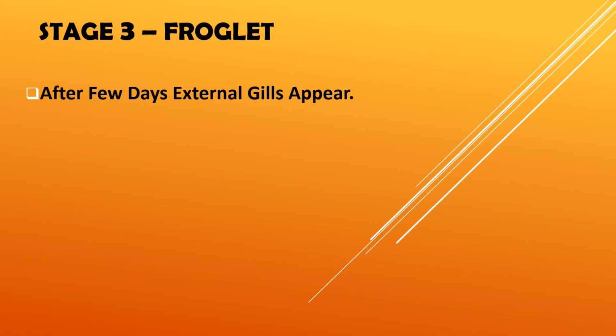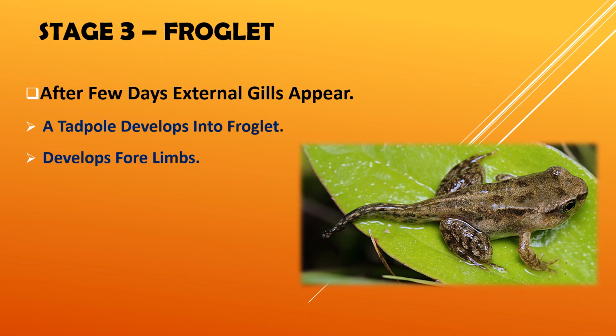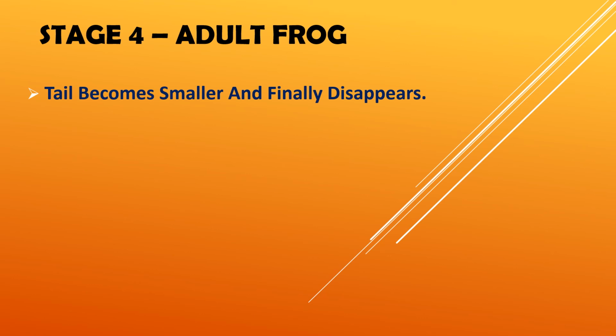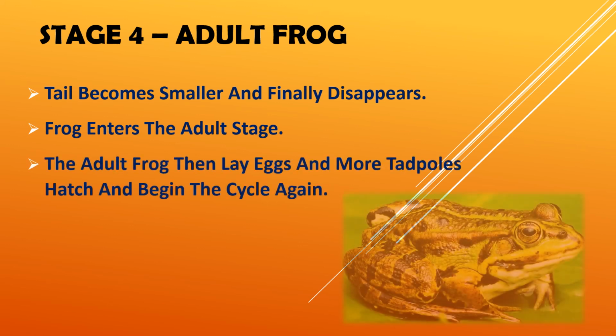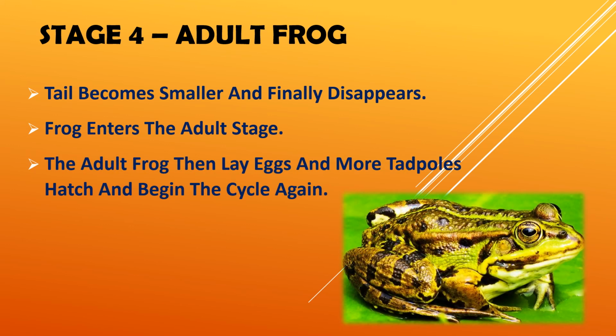Stage 3. Froglet. After a few days, a tadpole develops into a froglet, develops 4 limbs, and develops lungs for breathing. Stage 4. Adult frog, the final stage. Tail becomes smaller and finally disappears. Frog enters the adult stage. The adult frog then lays eggs and more tadpoles hatch and begin the cycle again.